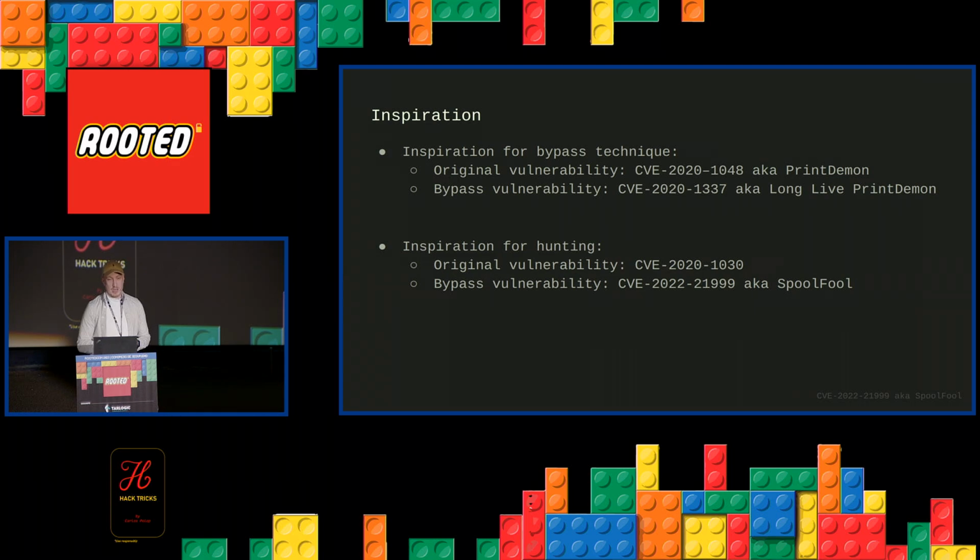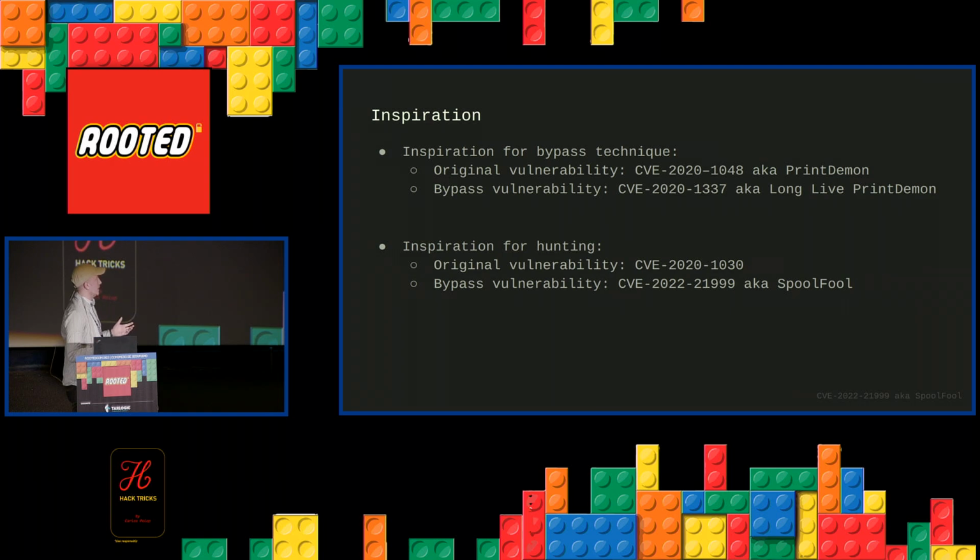So back when I started my journey, I had absolutely no idea about any of the techniques and tricks you could do in Windows. So of course I needed to learn about that, and I started reading a lot of blog posts. For the first part, we will be looking at a bypass technique that I learned about. There are 2 vulnerabilities. There's one called PrintDemon, and then another one called Long-Lived PrintDemon. The first one is a vulnerability that was found, and the next one is a bypass that someone made for the patch that Microsoft came up with.